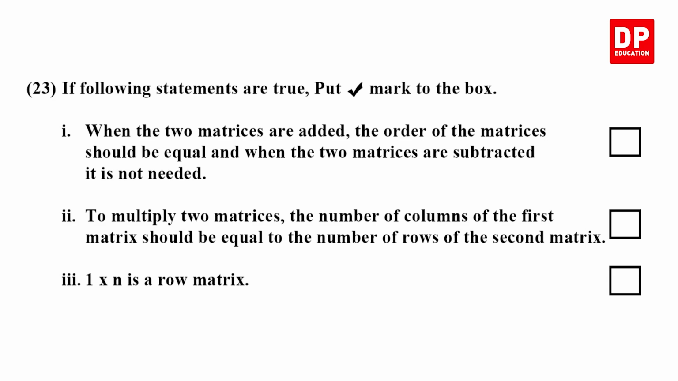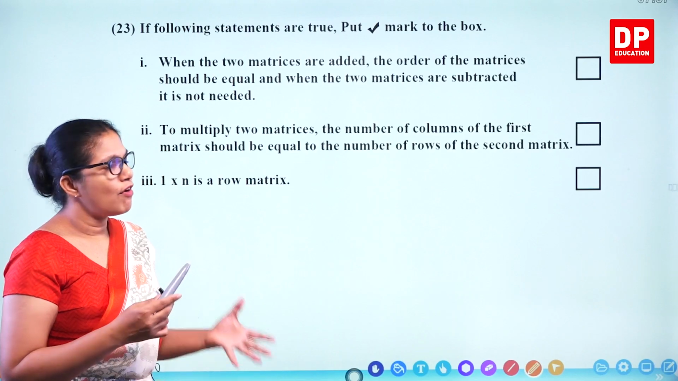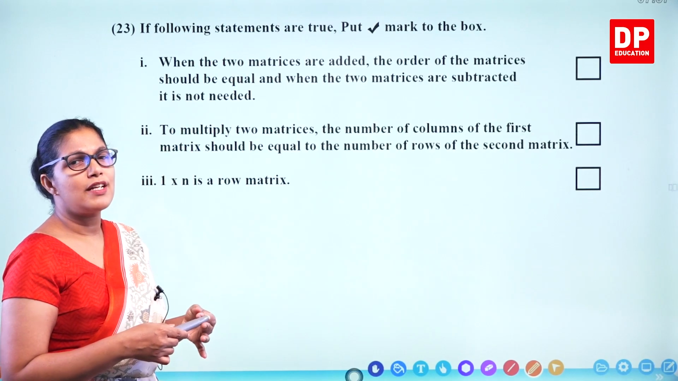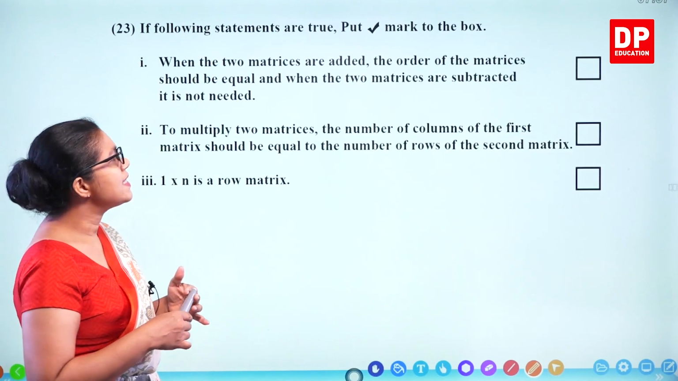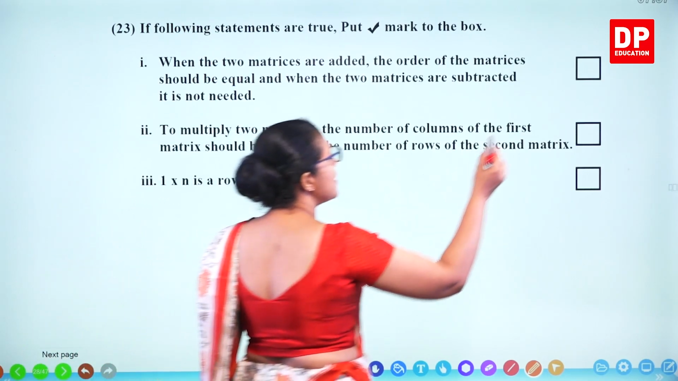Question number 23. If the following statements are true, put the correct mark to the box. When two matrices are added, the order of the matrices should be equal. And when two matrices are subtracted, it is not needed. For addition and subtraction, order should be the same. So this statement is wrong.